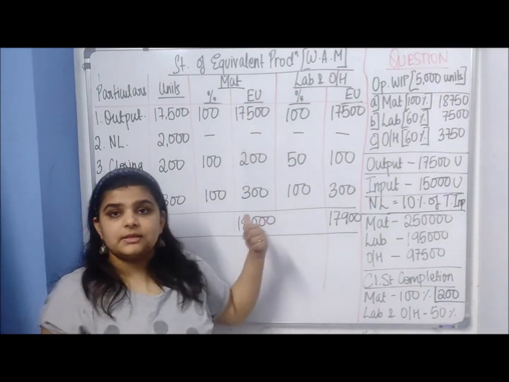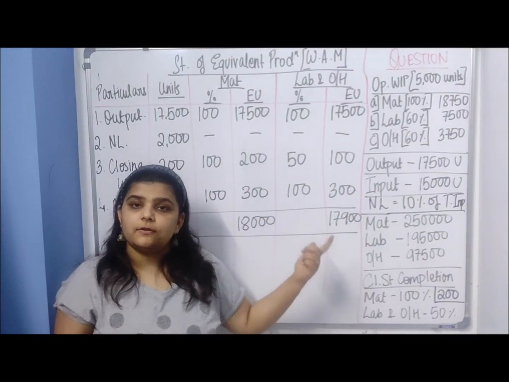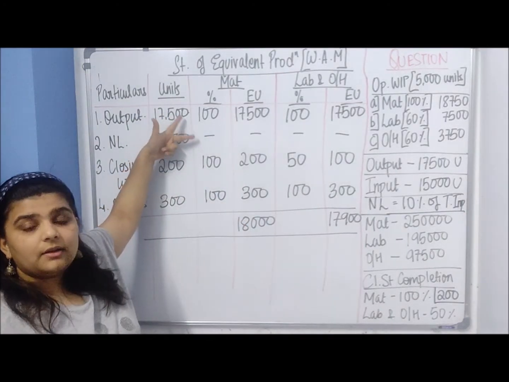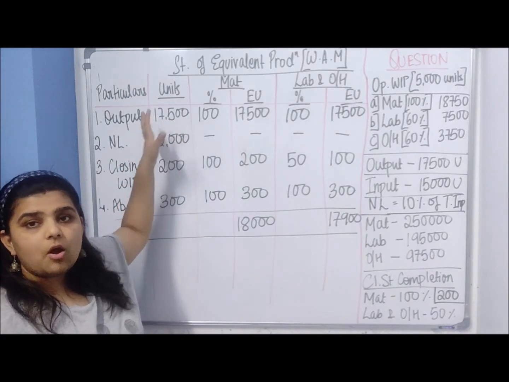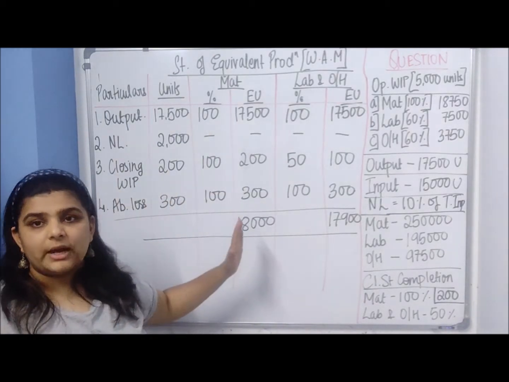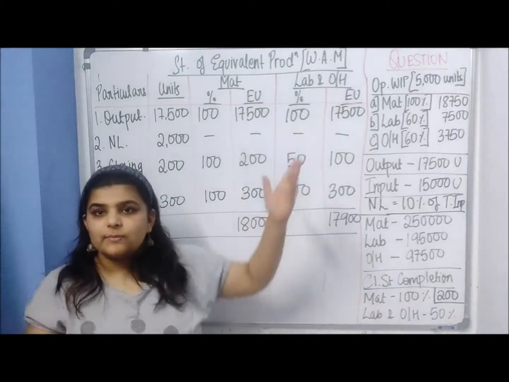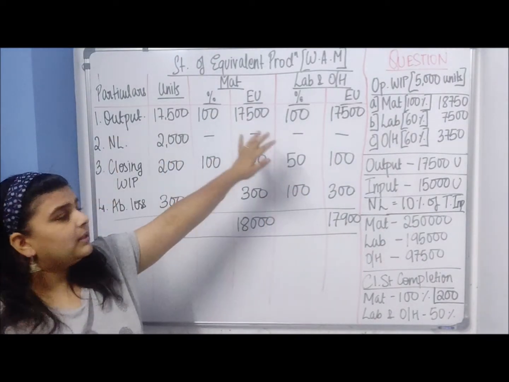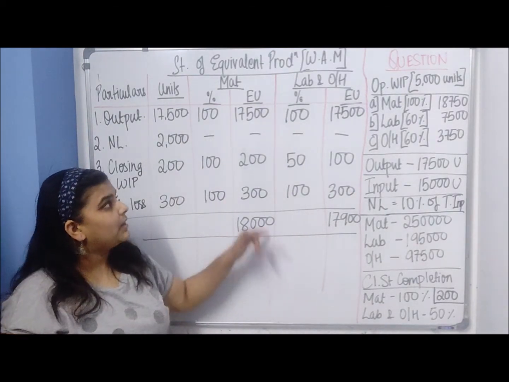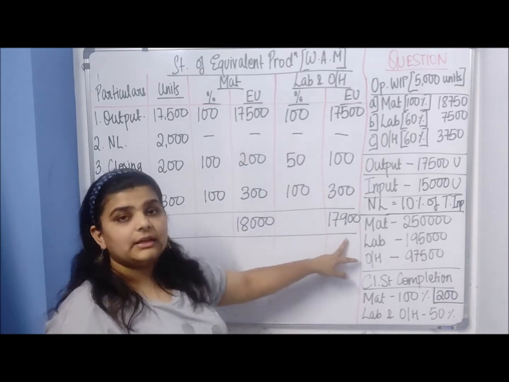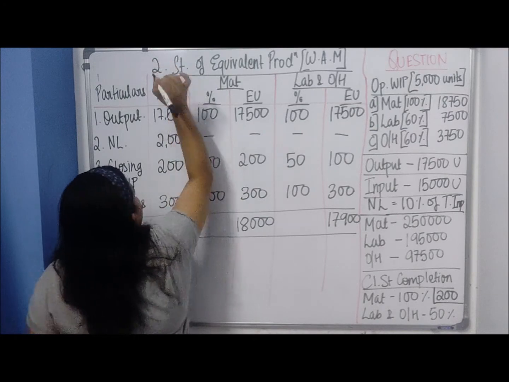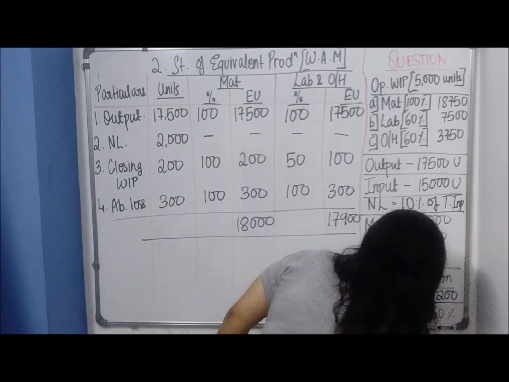So what is the major difference in the statement of equivalent production under FIFO and weighted average? Under FIFO, we bifurcate how many units come from the opening stock and how many units from the fresh input. Here we don't do that. Directly we are writing output. Simple, right? We directly write the output like this. So this is our equivalent production with respect to material 18,000, with respect to labor and overhead 17,900. So this completes our step 2 as well. We have prepared our statement of equivalent production.